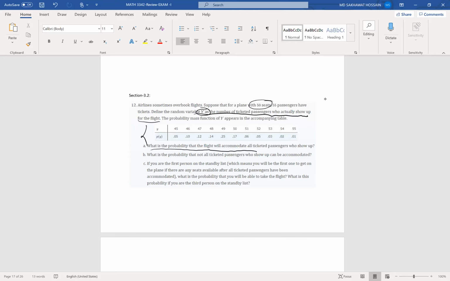So for part A, y is the random variable. The flight can accommodate all the ticketed passengers if the number of ticketed passengers who show up is less than or equal to 50, right? Because the maximum is 50 seats. So they can accommodate a maximum of 50 passengers, and they cannot accommodate more than 50. So that means y, the number of passengers who show up, is less than or equal to 50, right? If 45 people show up, they can accommodate all of them. If 46 people show up on that day, they can accommodate all of them because they have 50 seats.